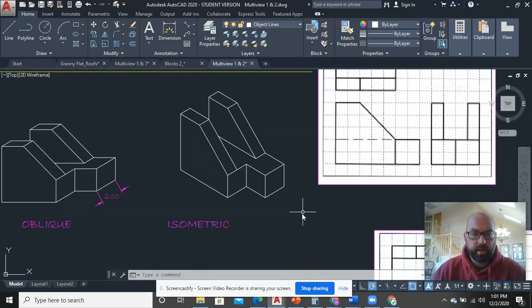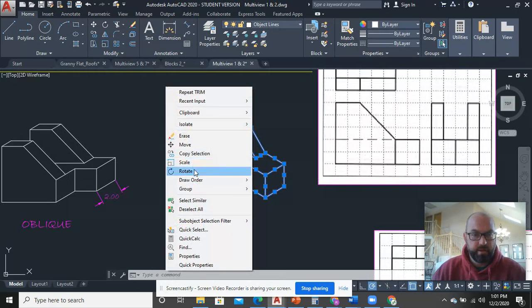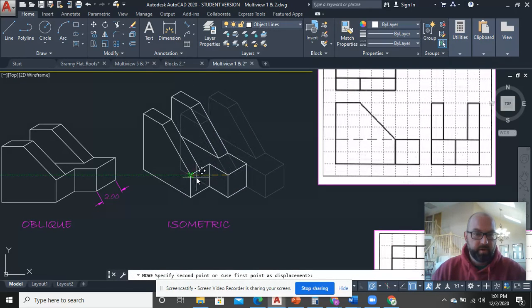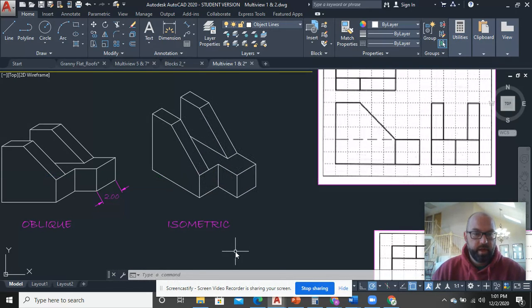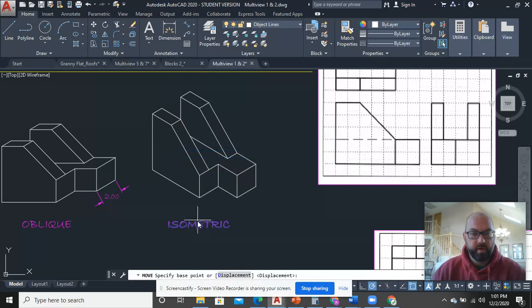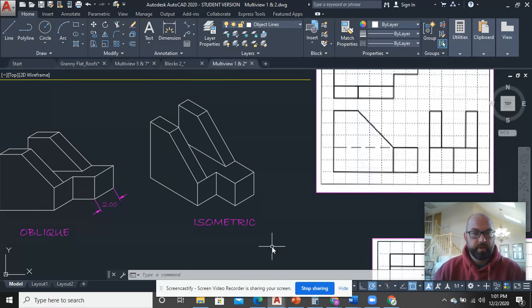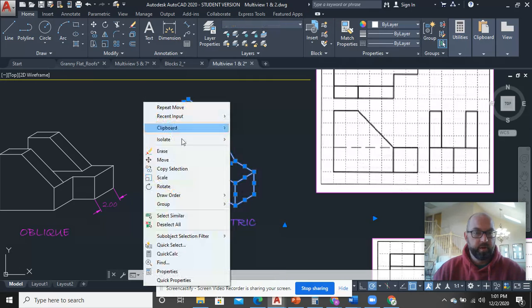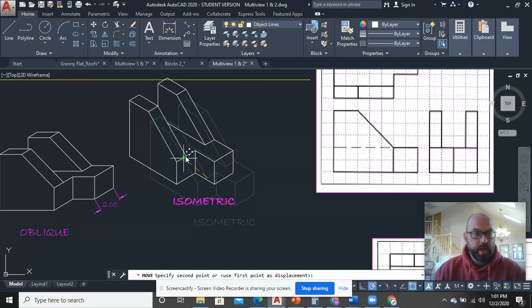So you've got the isometric. You can arrange these however you want, as long as it's clear that you don't want to stick them on top of each other, and that they're separate drawings. So anyhow, that's that.